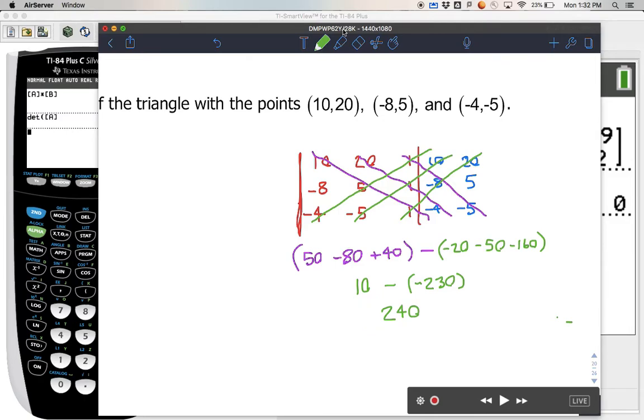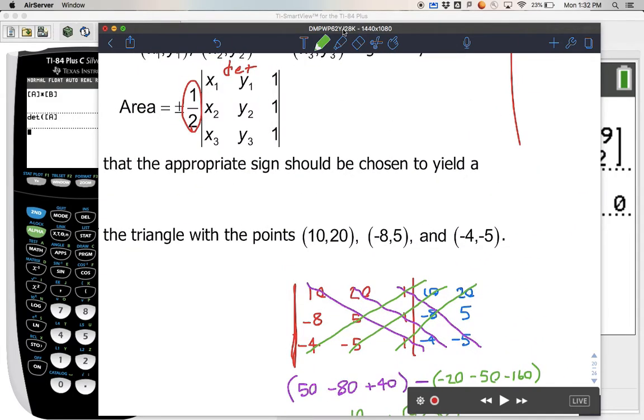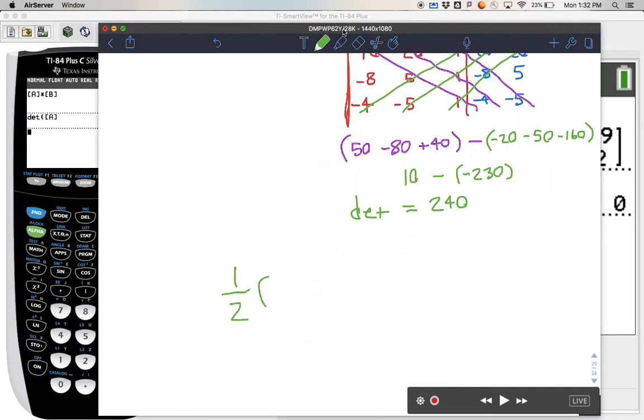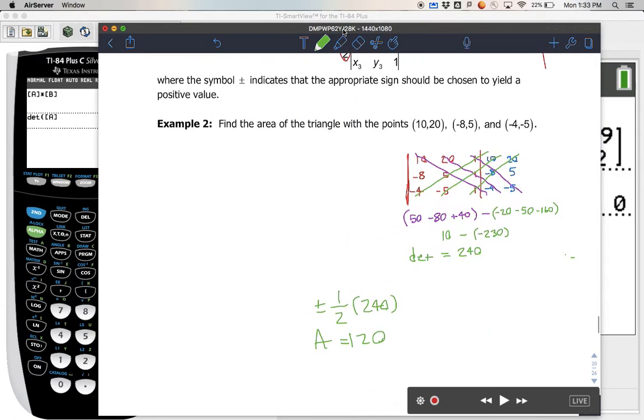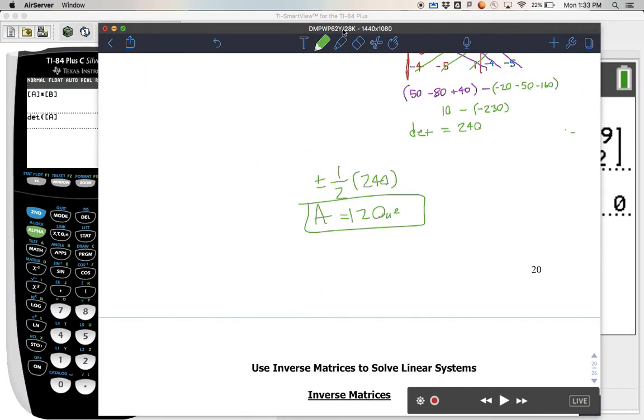So yeah, let's write this. The determinant was 240. So remember, the formula said do 1/2 the determinant there. So now I'm going to go 1/2 of 240. And then if it's negative, change it to a positive. So that should get us, I guess, 120 right there. And that would be the area. And then let's see, did they give us units? They did not, so we'll just say 120, and then I guess units squared. Right there, and that is it right there.